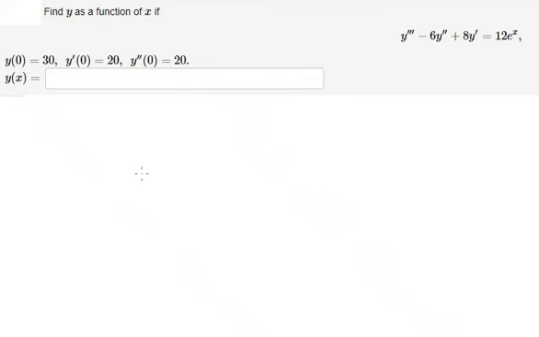Hello everybody. So today I will talk about calculus. The topic today is about differential equations. So now I will show you how to answer.